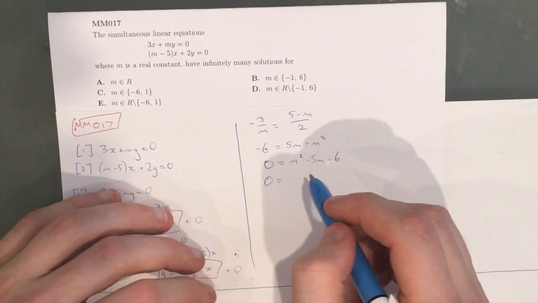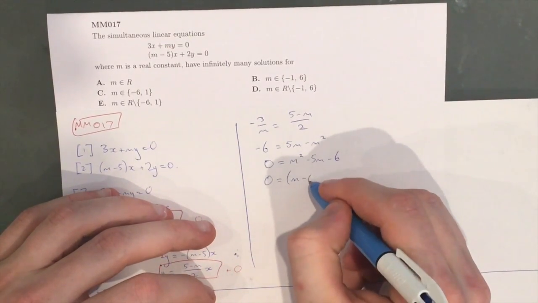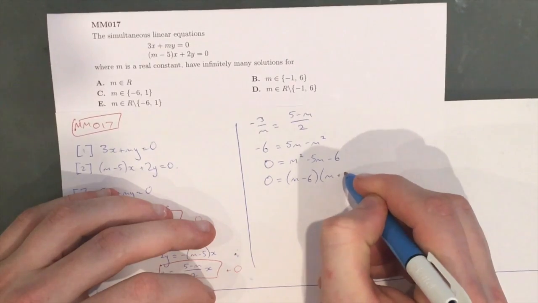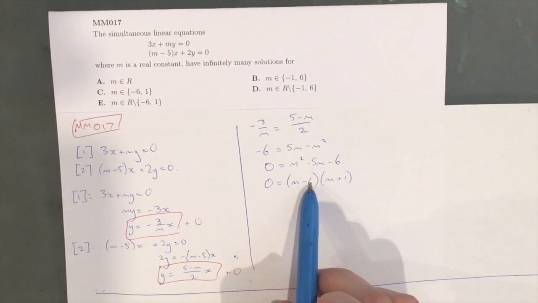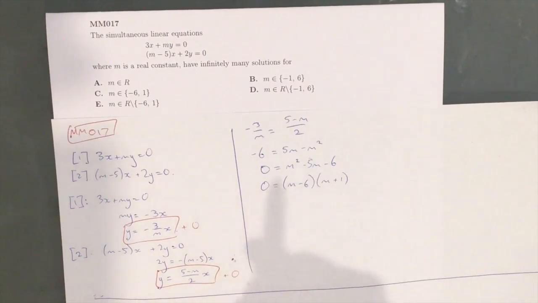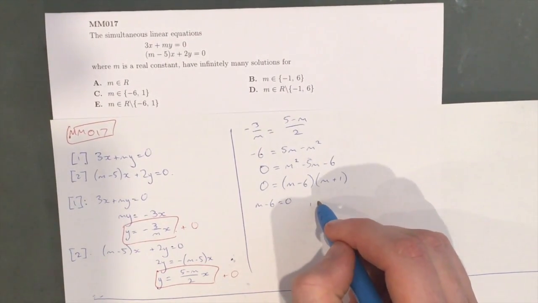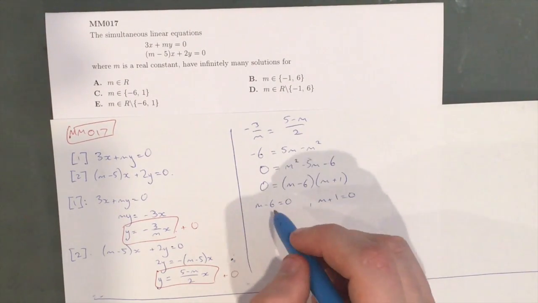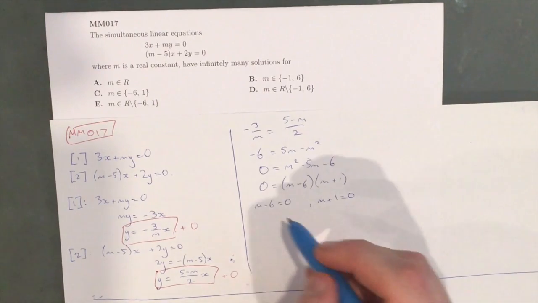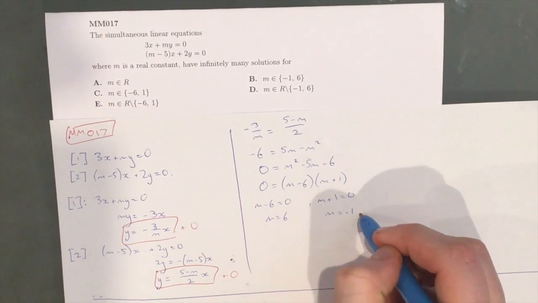We then factorize this. So this becomes m take 6 and m plus 1, because negative 6 times 1 is negative 6 and negative 6 plus 1 is negative 5. From here, we know that m take 6 equals 0 and m plus 1 equals 0, according to our null factor law. If you're not familiar with that, go through your textbook and have a look at that. This gives us m equals 6 and m equals negative 1.